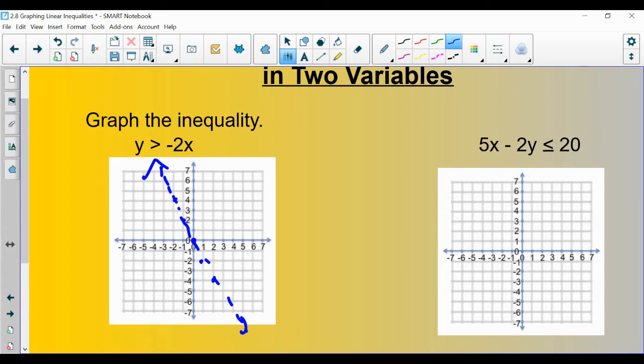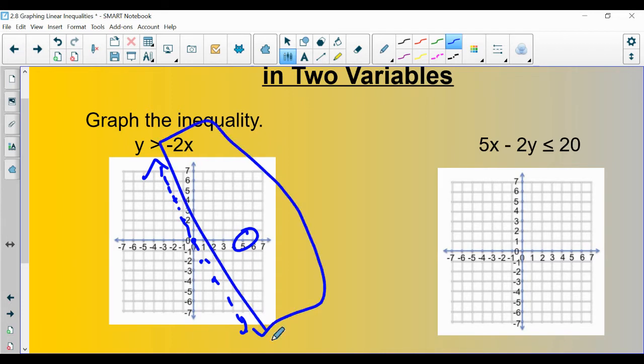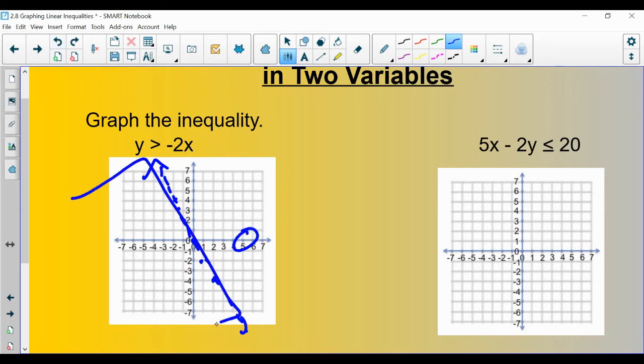Now step 2 is to shade the appropriate region. Now, the most common way to do this is to test a point and see if it works. Let's test the point 5, 0. If that works, the whole region should be shaded. This whole area here should be shaded. And if it doesn't work, if it doesn't make a true statement, then this is the part that should be shaded. So let's go ahead and try this.